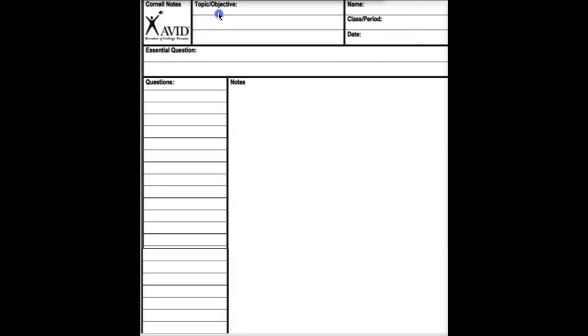These are the notes for 2.6. As always, put the date that you're taking them right here. If you don't know it, look it up.